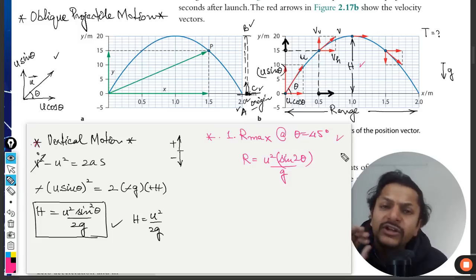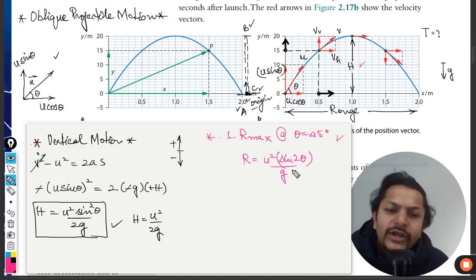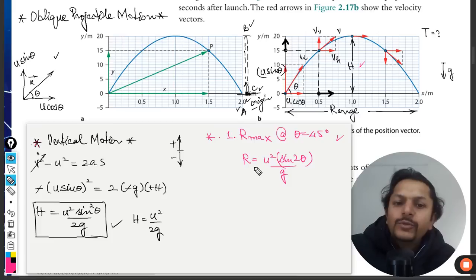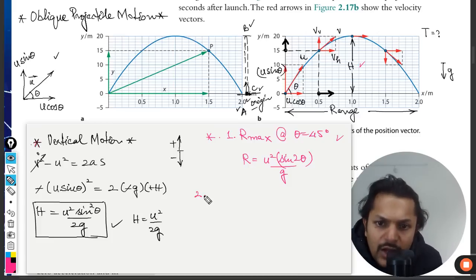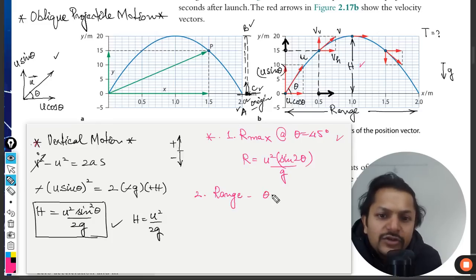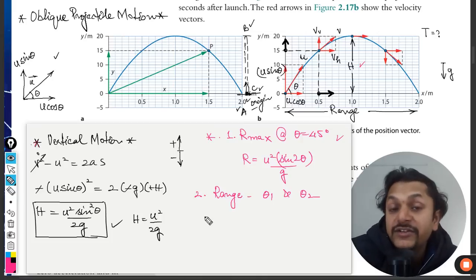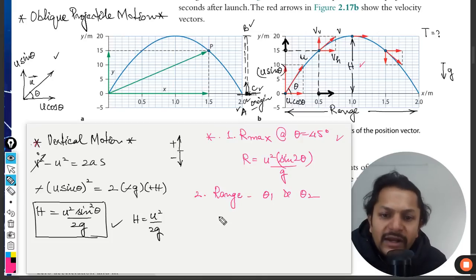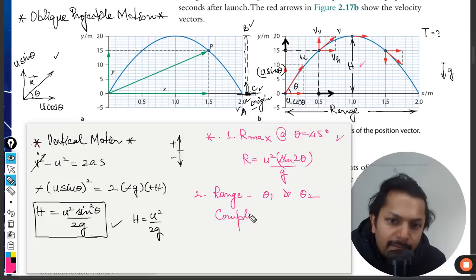That is why I'm not going into details here, but if you feel like going, sine 2 theta is equated with 1, because you can't change u, you can't change g. The maximum value of sine would result in the maximum value of the range. That is this. Point number 2 is that for the range, there are two values of theta, theta 1 and theta 2, for which the range is found to be the same. And these two angles are found to be complementary.